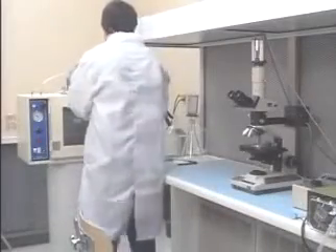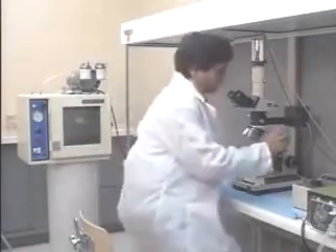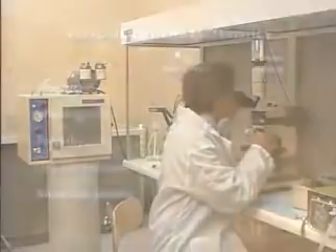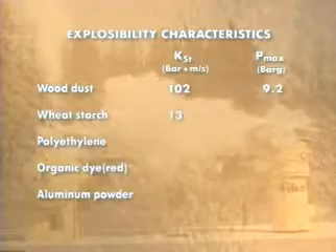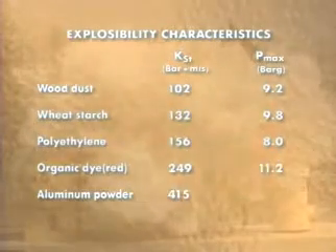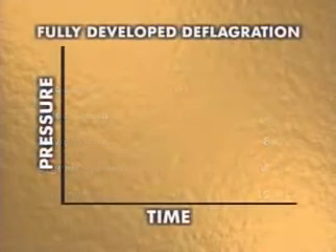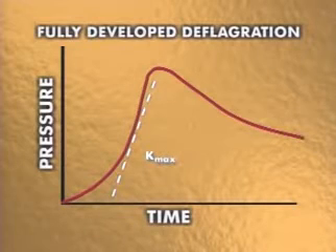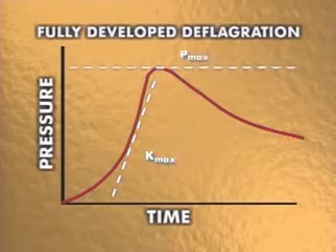Explosion testing. The first step in obtaining effective explosion protection is classifying the explosion hazard. Every material has its own unique set of explosibility characteristics. Knowing what they are enables the system designer to select the most effective protection strategy. The most frequently used design data is the maximum rate of pressure rise, expressed as K maximum, and maximum pressure achieved in a contained explosion, expressed as P maximum.